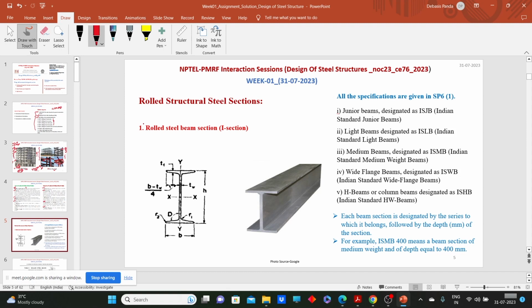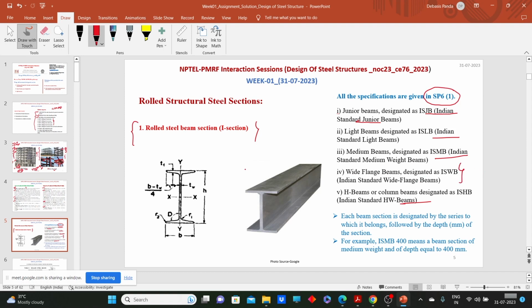So first we have the rolled I section, or we call it the beam section. All the specifications of these beam sections are given in SP6. In SP6 we generally have 5 series of beam sections: Indian Standard Junior beam sections, Indian Standard Lightweight beam section, Indian Standard Medium weight beam section, Indian Standard Heavyweight beam section. We have one more beam section that we call wide flange.